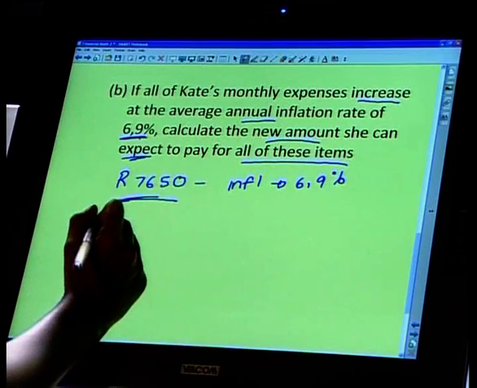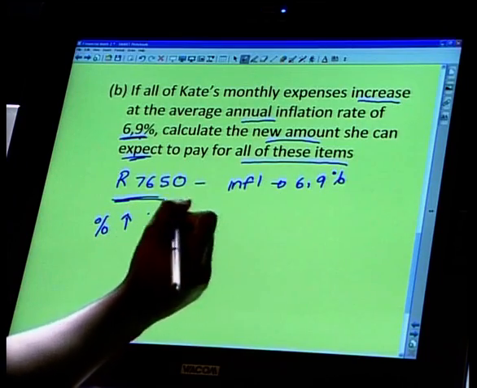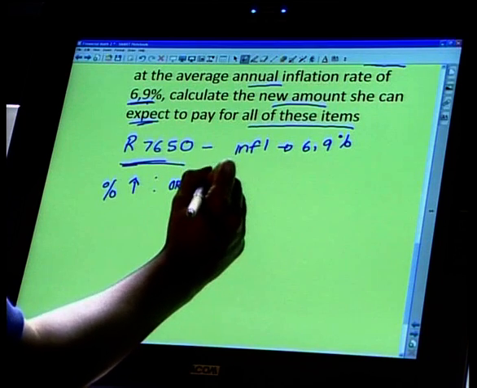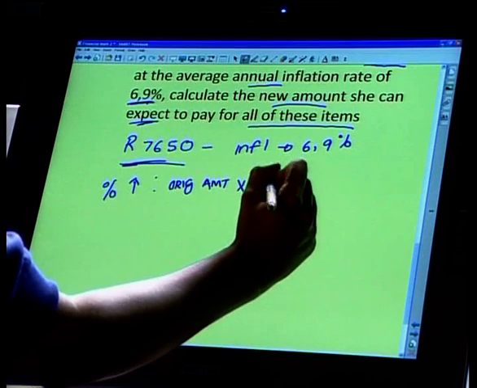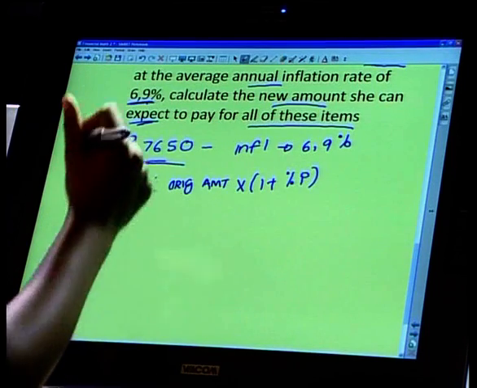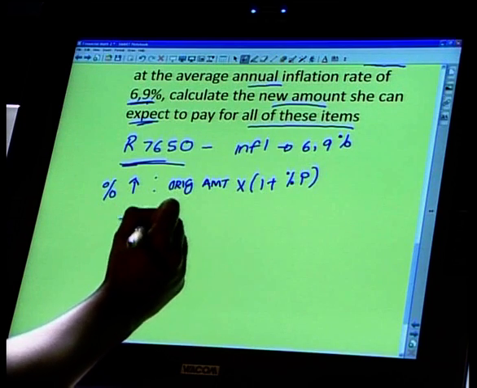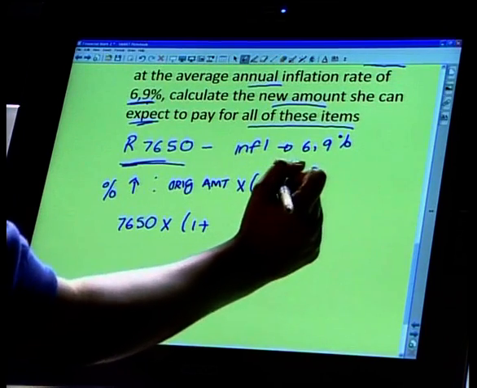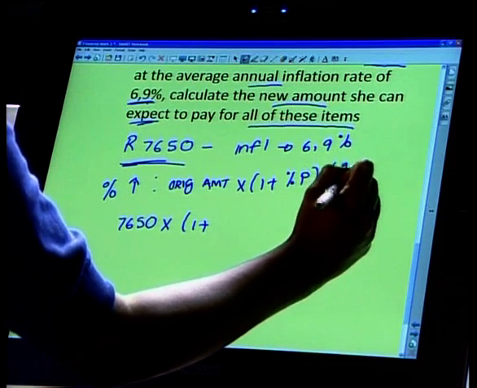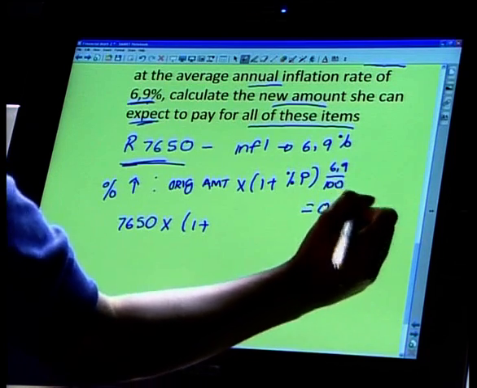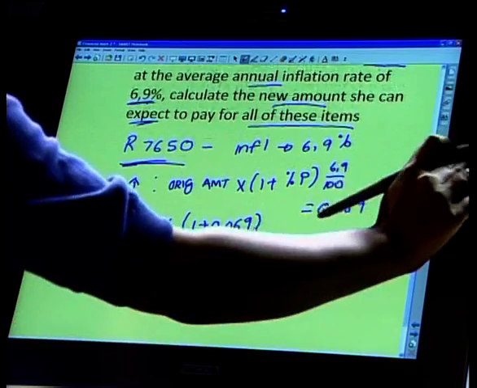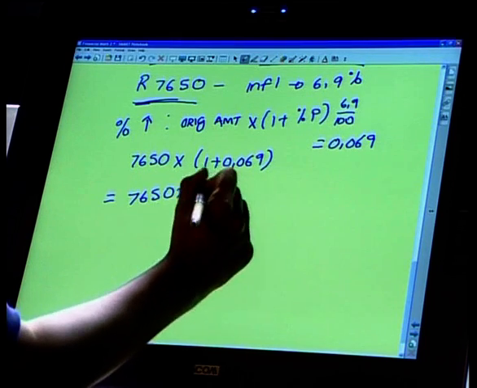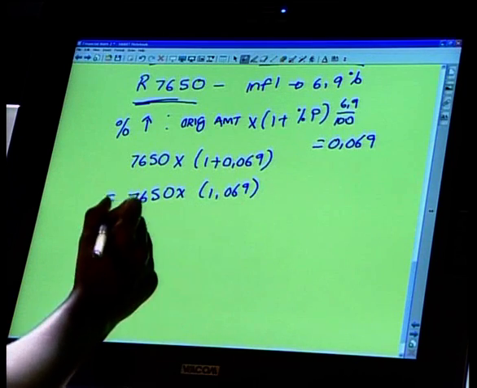Okay, so once again we're going back to that percentage increase that I mentioned right at the beginning. Percentage is very, very important for this section. We take the original amount that we are working with, times that by 1 plus our percentage increase. Okay, so we're going to take 7,650, which is what she spends now, or what her expenses are now, times that by 1 plus our percentage here, which is going to be 6.9 over 100, which is equivalent to 0.069. We put that in. Okay, and we can just simply put that into the calculator. We can make this a little bit simpler by adding that bracket up. And then let's just put that into the calculator.